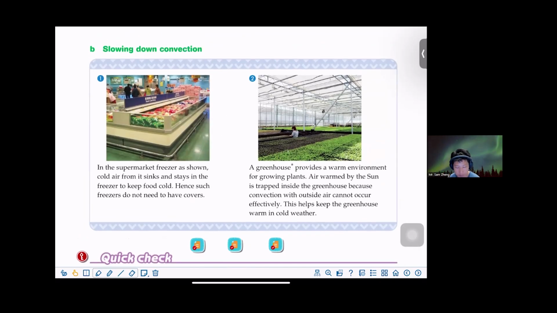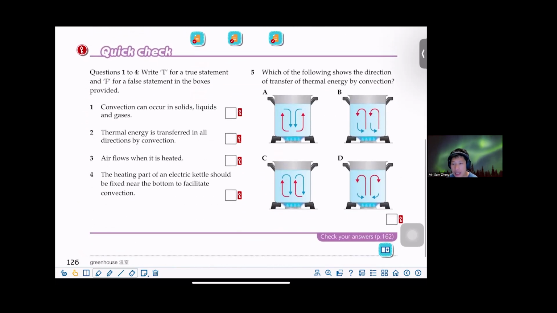Now, the same thing. In order for us to slow down convection, we will have different practices. For example, we set up a greenhouse so that the air warmed by the sun will be trapped inside the greenhouse. So this can keep our whole greenhouse warm in cold weather. Last lesson, we also went through the direction of thermal energy by convection.